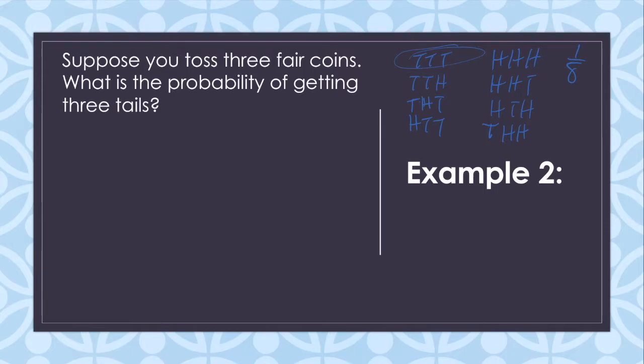So what's the probability of getting 3 tails? Well, that's going to be the probability of getting 1 tail times the probability of getting 1 tail times the probability of getting 1 tail. That is 1/2 times 1/2 times 1/2, which is 1/8. When we multiply fractions, we multiply our numerators, that's the top part, and we multiply our denominators, that's the bottom part.